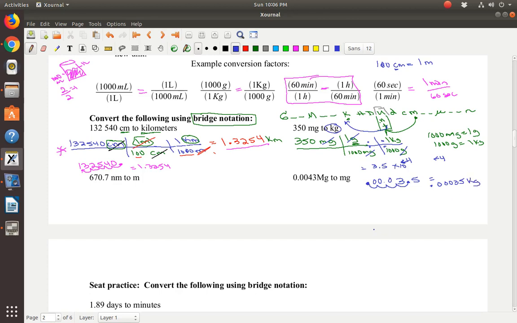I wouldn't require you to do standard notation, but you can. And notice if it's a negative sign, put an arrow and move the decimal that way.